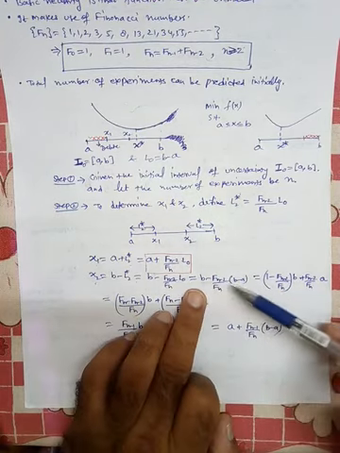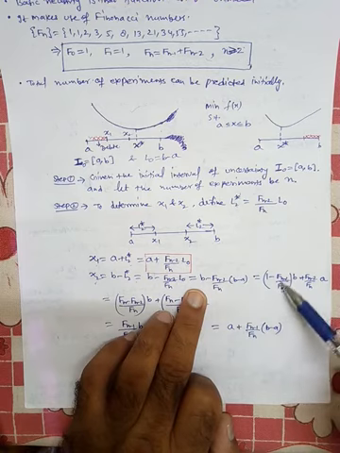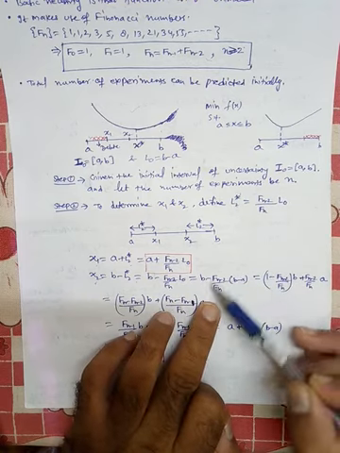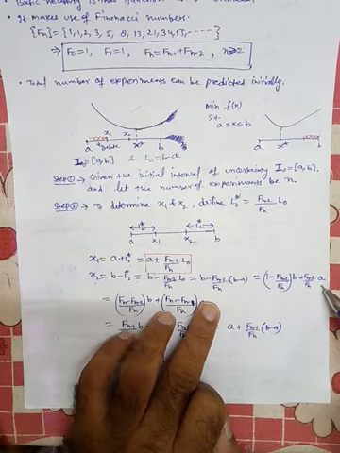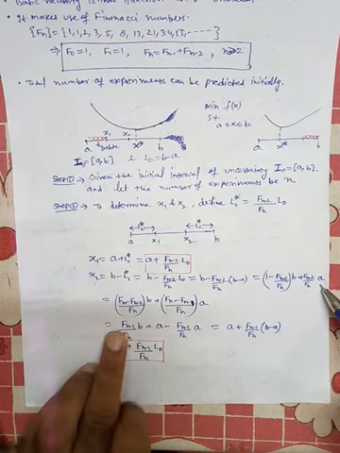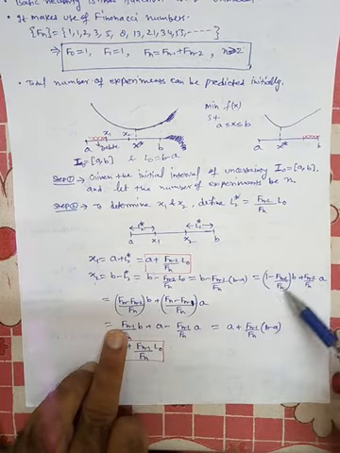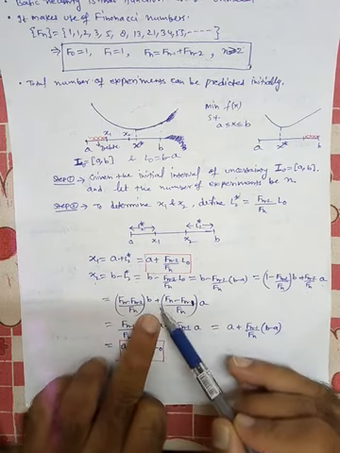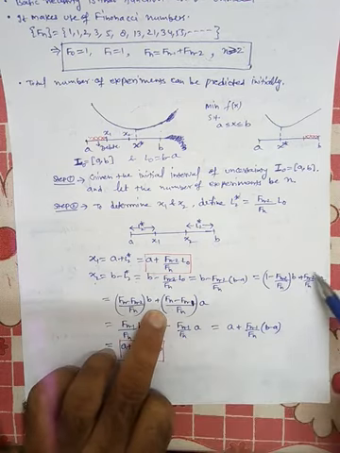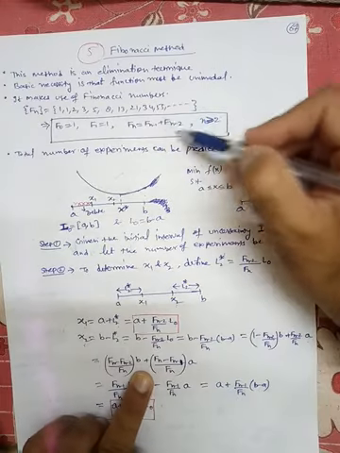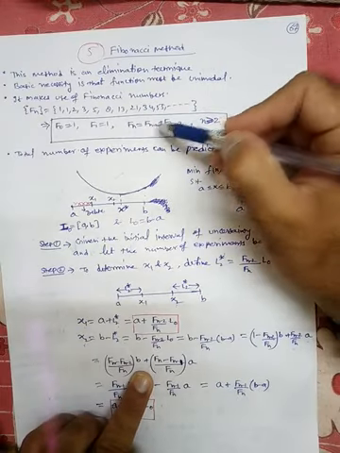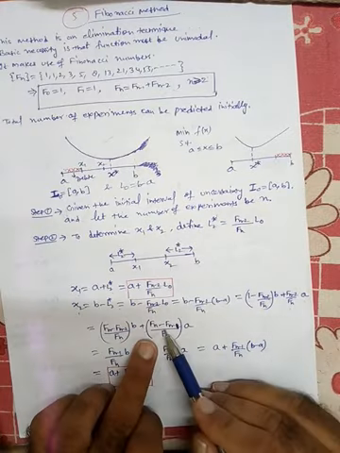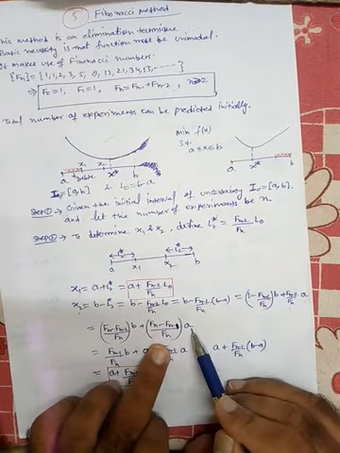So when you combine b and b, we get 1 minus f of n minus 2 by fn times b, plus this a into this, so f of n minus 2 by fn times a. Now when you simplify this, we will have fn minus f of n minus 2 divided by fn times b, plus f of n minus 2 by fn times a. But according to this formula, f of n minus 2 is fn minus f of n minus 1. So here this is replaced by fn minus f of n minus 1 by fn times a.